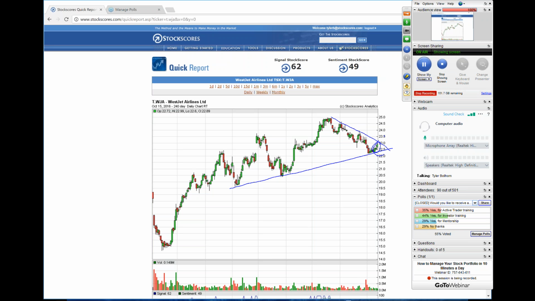I actually like WestJet here. Is it a screaming buy? I wouldn't say that because it hasn't broken the pullback yet, but it could do that on Monday. So I think it's a decent entry point on WestJet. I'd rate it a 6 out of 10 right now. That can go to a 7 out of 10 if it can break that little pullback line.